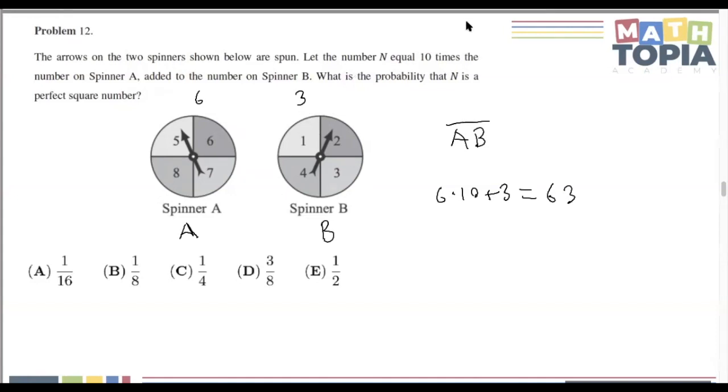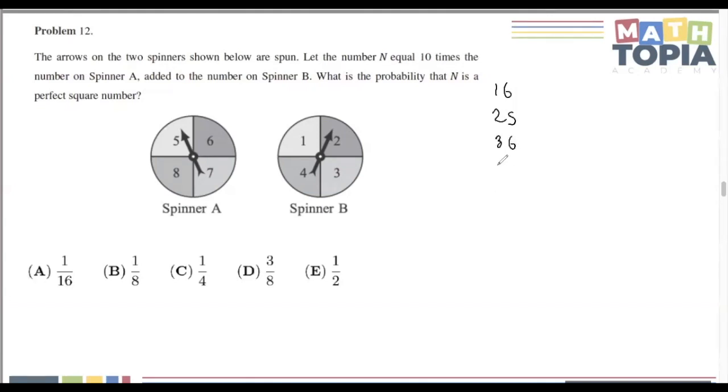Well, what kind of 2-digit squares are there? We have 1, we have 4, we have 9, but none of those 3 are 2-digit squares. They start at 16 and go 25, 36, 49, 64, and 81. The next number would be 100, which is too many digits. So we're stuck with these numbers.